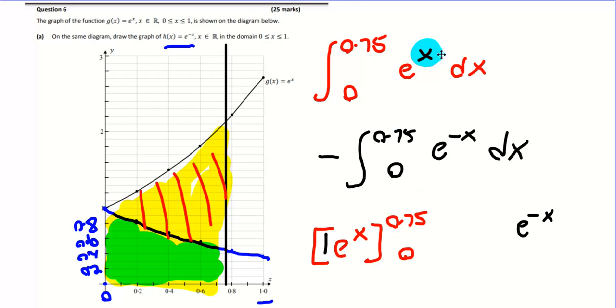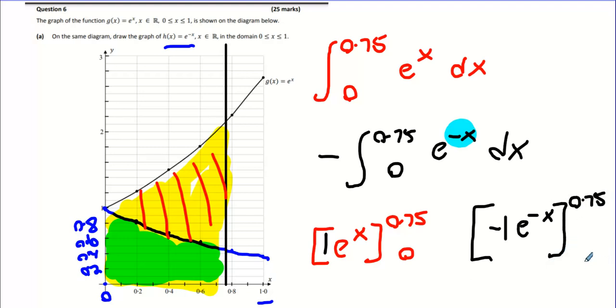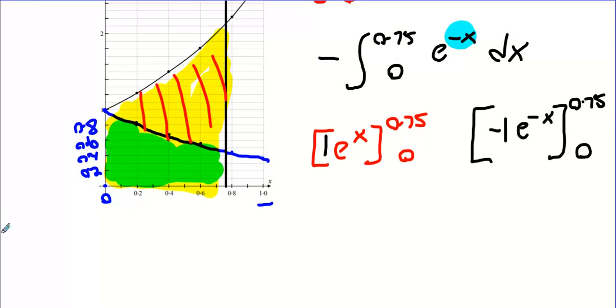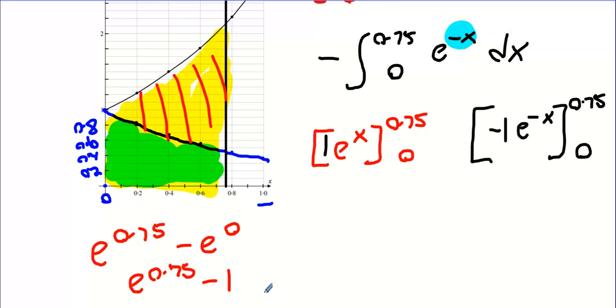But what happens when we integrate this one? What happens when we differentiate the power this time? Yeah, exactly. And that's your 0.75 and your 0. Now we're going to calculate them both individually. Is that okay? We're expecting the yellow region to be much bigger than this. And then we're expecting to take them away from each other, aren't we? Okay, so let's try this out. So it's going to be e to the 0.75 minus e to the 0. And what is e to the 0? 1. Is that okay with you guys?